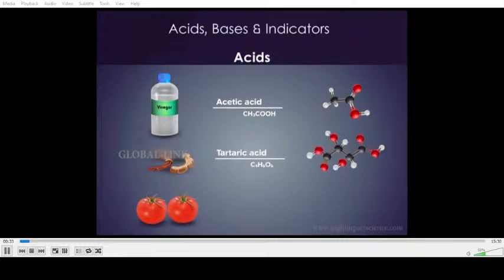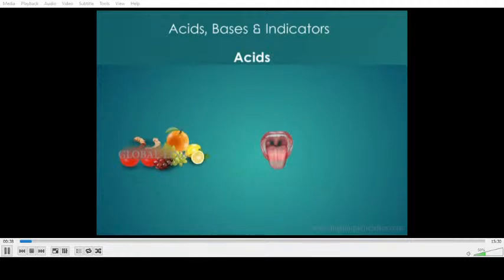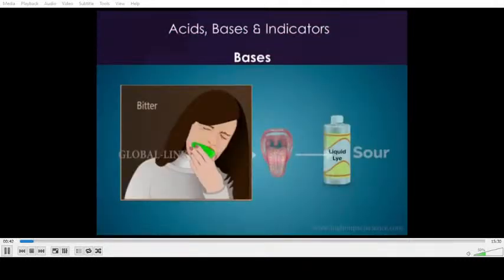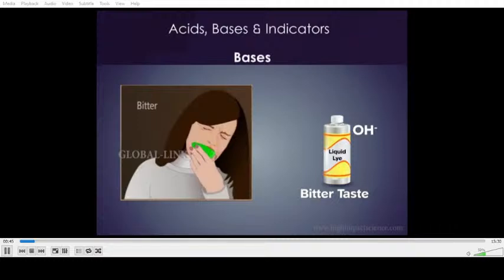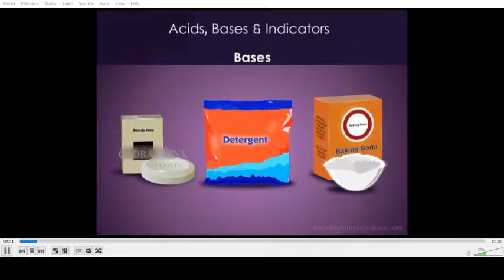Carbohydrates, metals contain oxalic acid. Acids can usually be identified as sour-tasting substances. We also find substances that have a bitter taste. These substances are called bases. Soaps, detergents, and baking soda are some common bases.